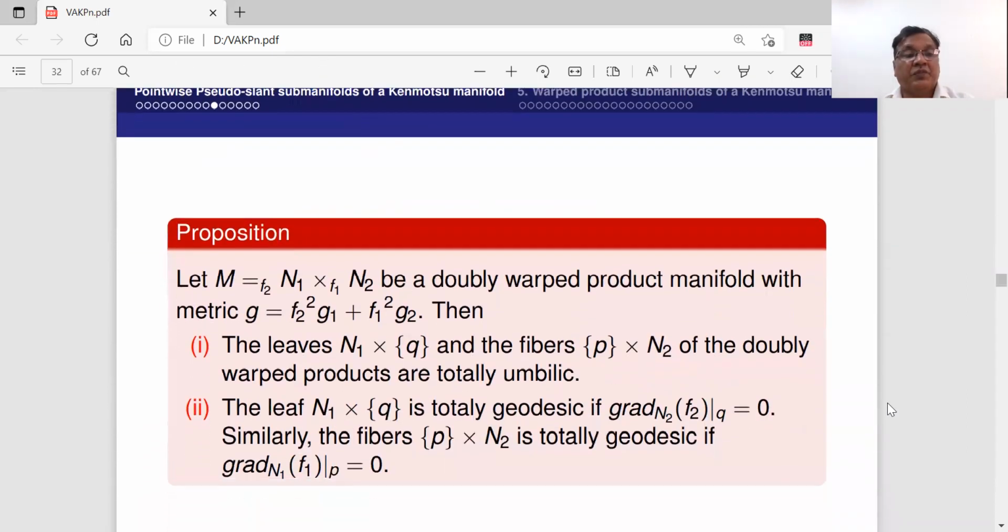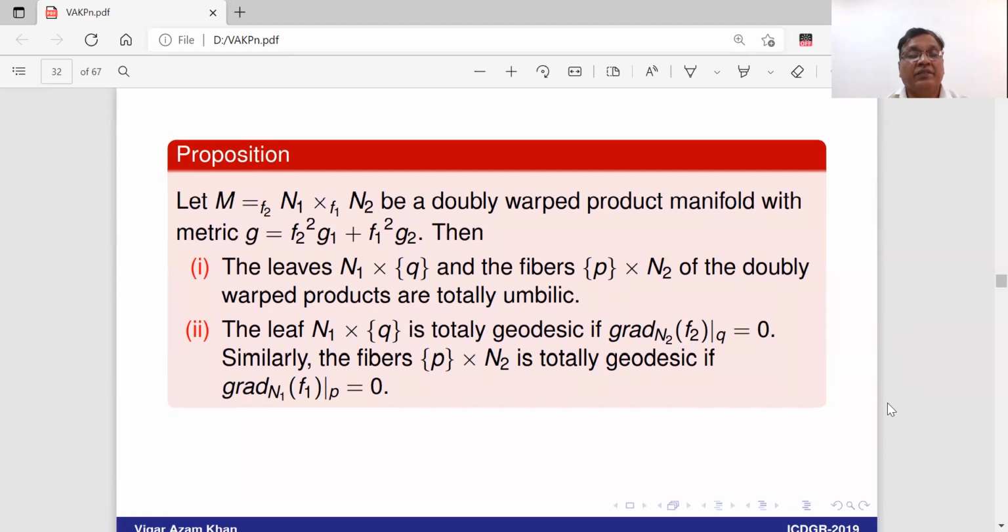Okay, so the first observation is that if you have a doubly warped product manifold with this warped product metric, then N1 product Q, where Q is a point on the second factor, and the fibers P product N2, where P is a point in N1, are totally umbilical. Both these submanifolds are totally umbilical for all points P and Q. Whereas the leaf N1 product Q is totally geodesic when the gradient of F2 restricted to N2 is 0. Similarly, the fiber is totally geodesic when the gradient is restricted to F1.